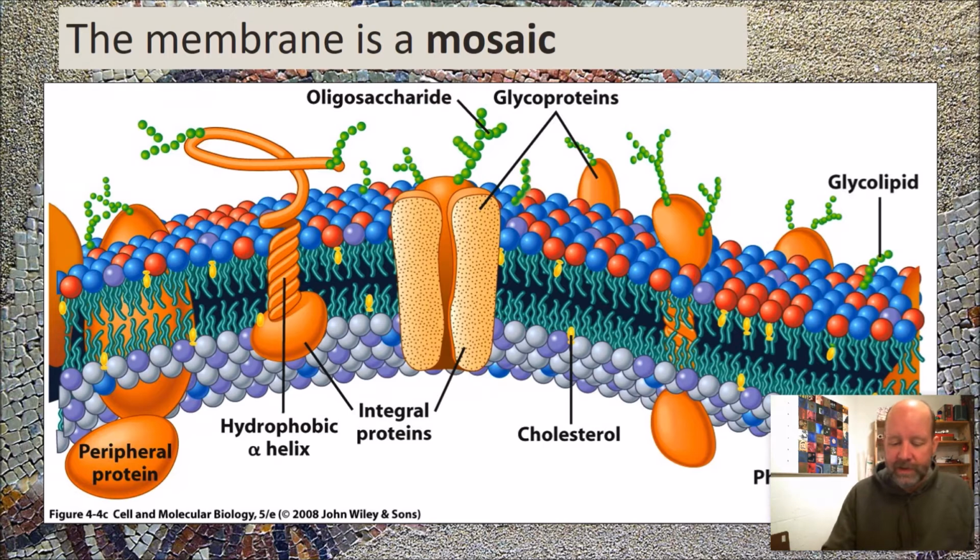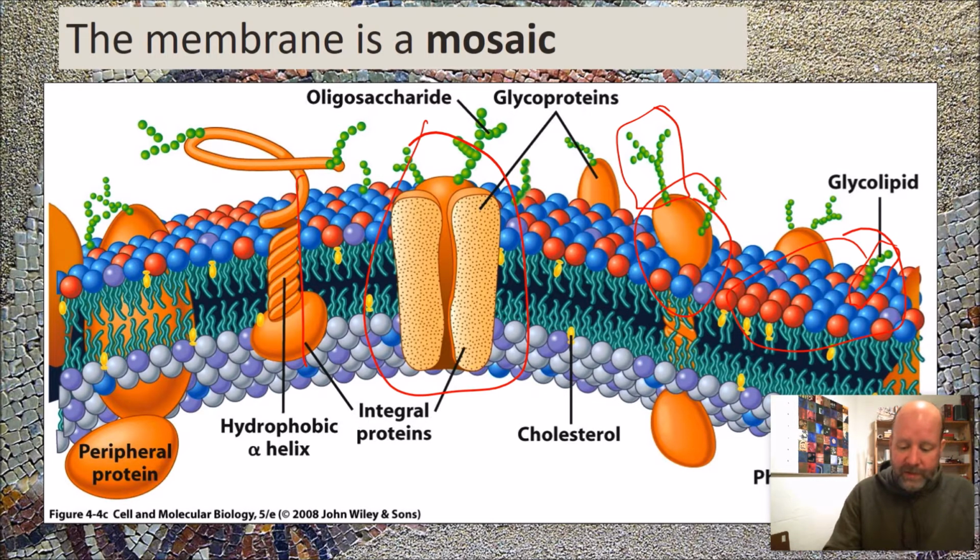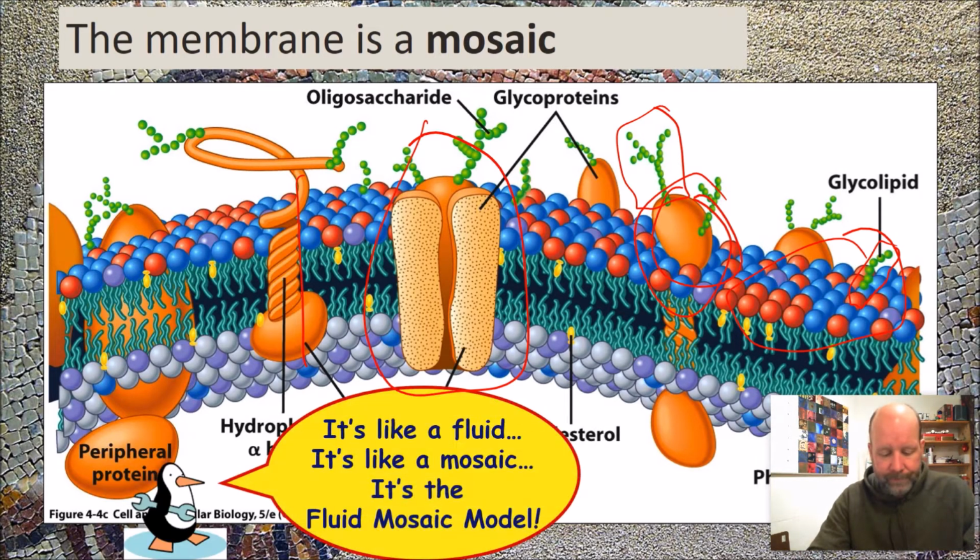So here you can see there's lots of phospholipids, there's lots of proteins, and some of these proteins are glycoproteins, which means they have chains of sugars on them. There are glycolipids, which are lipids with chains of sugars on them. There are proteins that go through the membrane. There are proteins that attach to the membrane but don't go all the way through. So there's a lot going on here. So it's a fluid. It's a mosaic. We call it the fluid mosaic model.